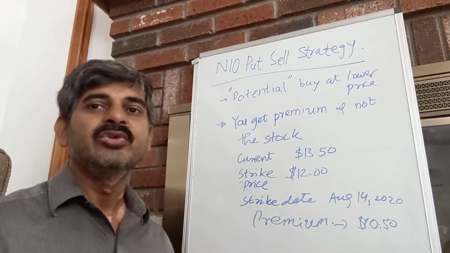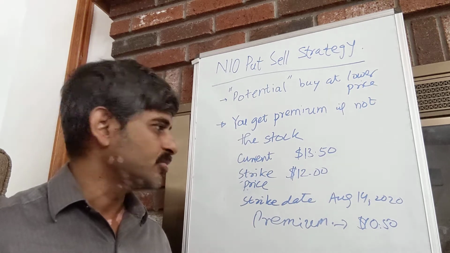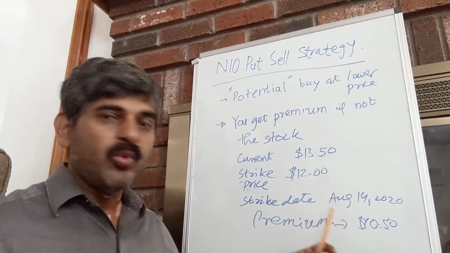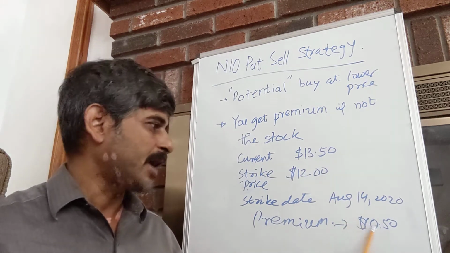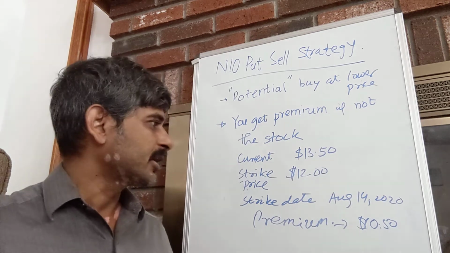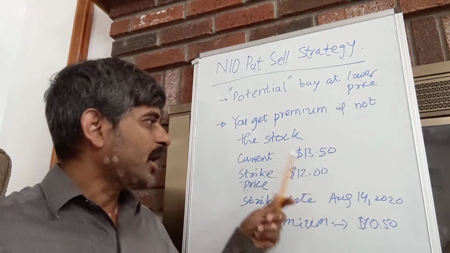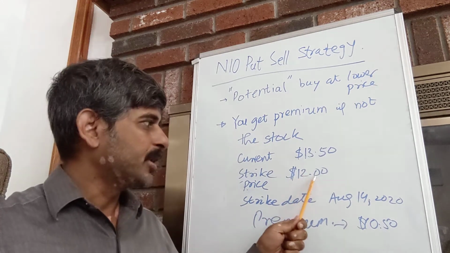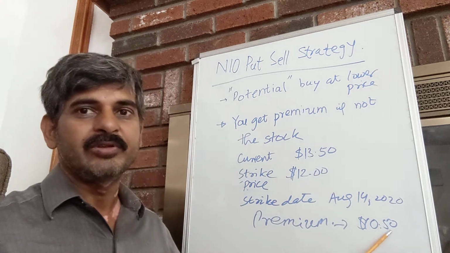We wanted to acquire the share, but the share stayed above 12. In that case, you don't get the share. You are not forced to buy the share. But what we do get is that 50 cents premium, and I will show you what the exact price is right away in the current market or a previous close price. So I'm trying to buy at 12, but because the strike price was not met, I still get the premium.